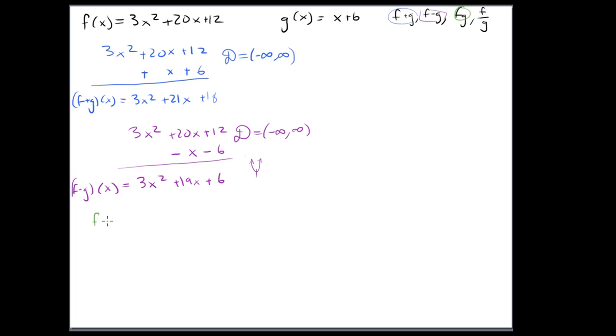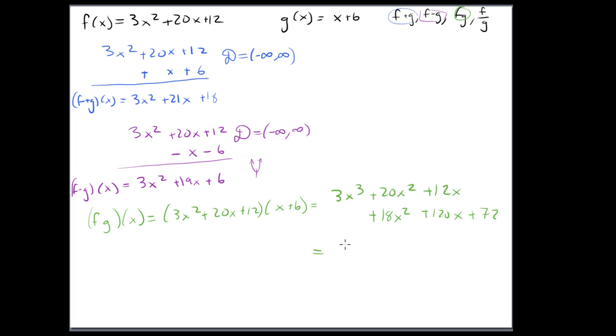So fg of x is going to be 3x squared plus 20x plus 12 times x plus 6. So that's 3x cubed plus 20x squared plus 12x plus 18x squared plus 120x plus 72. 3x cubed plus 38x squared plus 132x plus 72.